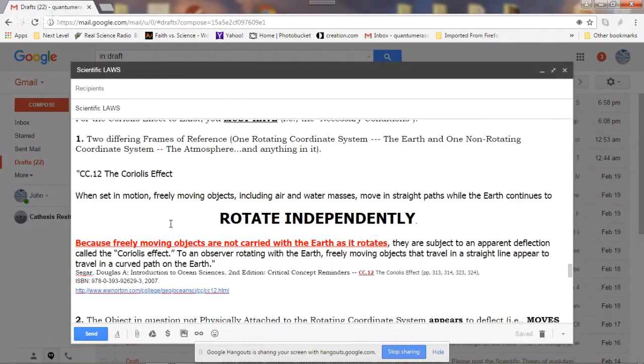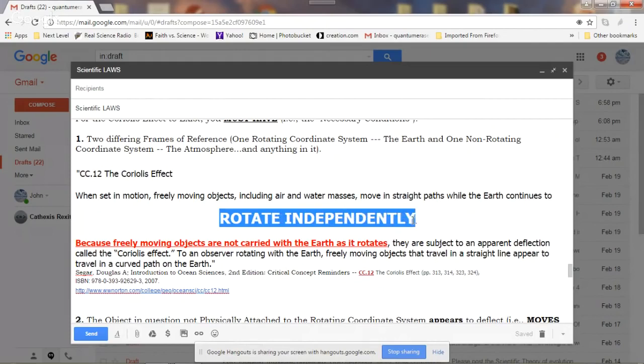So when set in motion, freely moving objects, including air and water masses, move in straight paths while the Earth continues to rotate independently, because freely moving objects are not carried with the Earth as it rotates. The apparent deflection is called the Coriolis effect. Now, my argument is not any apparent deflections. My argument is not the Coriolis effect at all. It's the tenets of the Coriolis effect that avail the opportunity to defeat it with the simple plane flight.